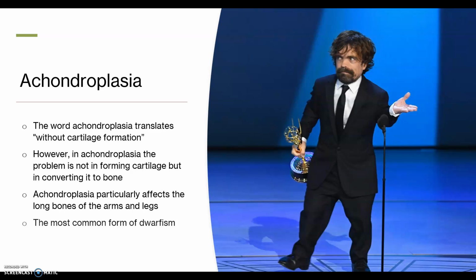This is the most common form of dwarfism, and I am sure this is what most people think of when they think of dwarfism. And a prime example of someone who has achondroplasia is Peter Dinklage. He's very prominent in Hollywood. I'd say his most famous role is in the Game of Thrones series. He's also in the movie Elf and the Avengers movies.